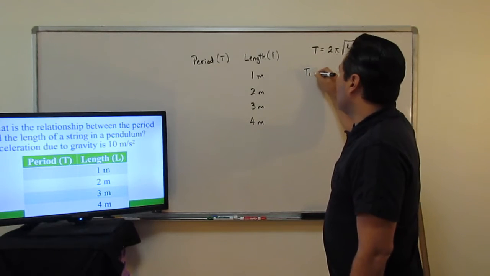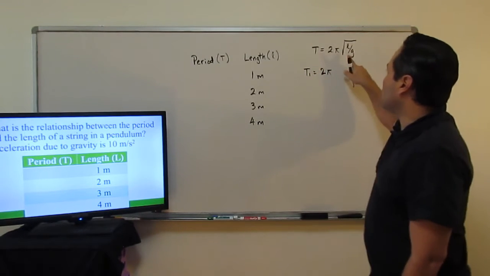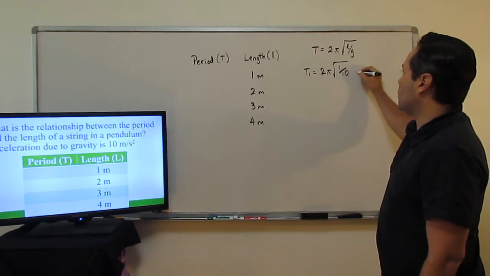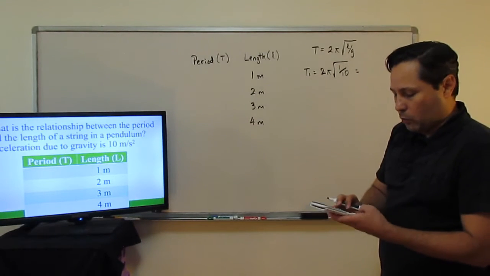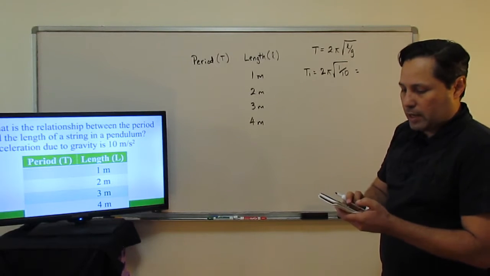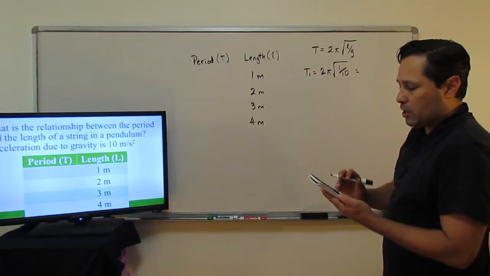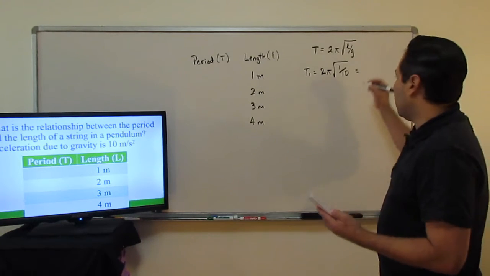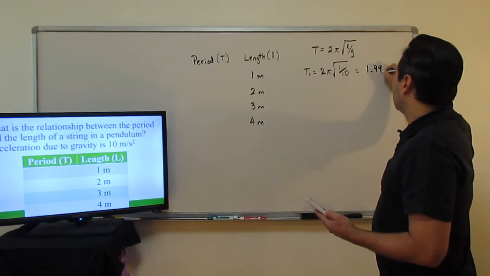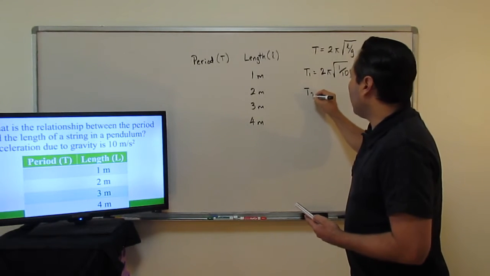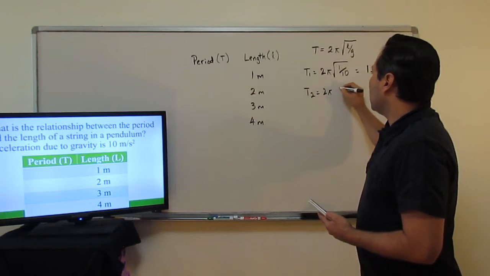So I'm going to put T1, it's going to be 2 pi multiplied times the length, which is 1, over acceleration due to gravity, which is 10. So we're going to put 1 divided by 10, square root that answer, and multiply it times 2 times 3.14 for pi. That's going to give me 1.99 seconds. Alright, then the next one, same formula, 2 pi, but it's going to be a 2.